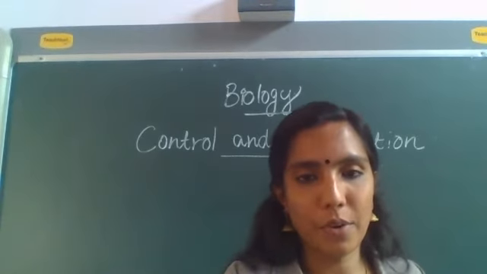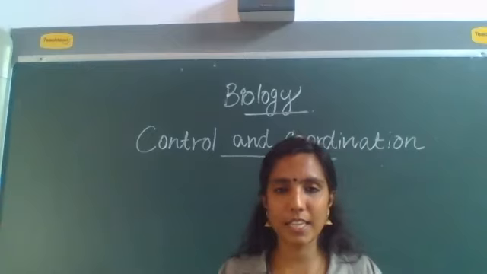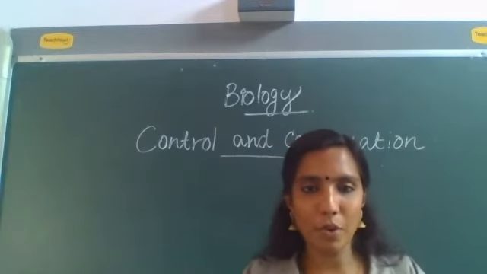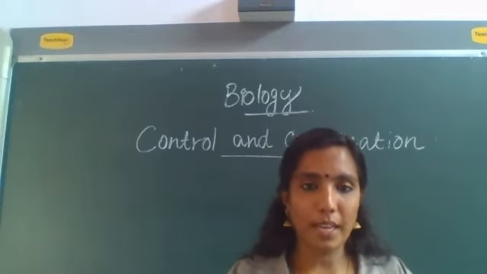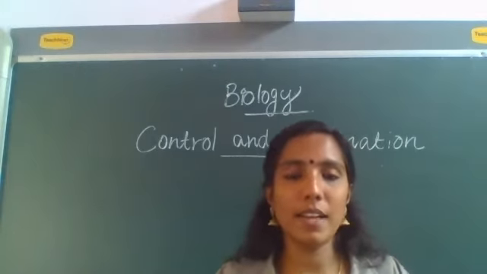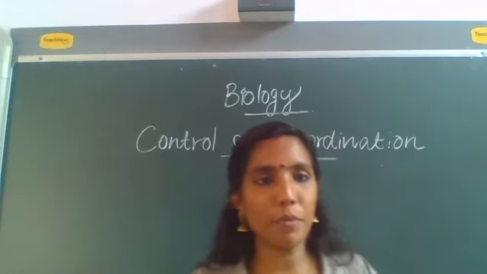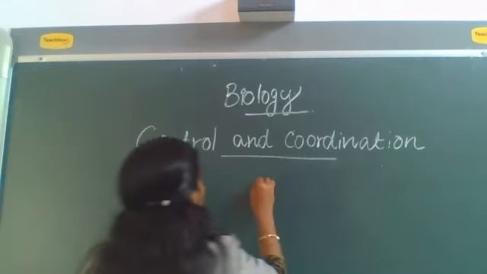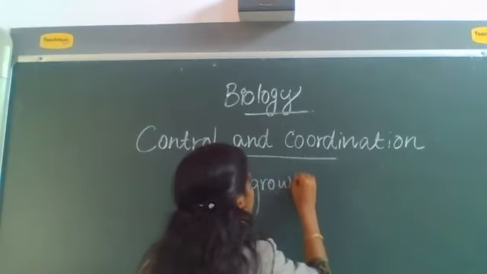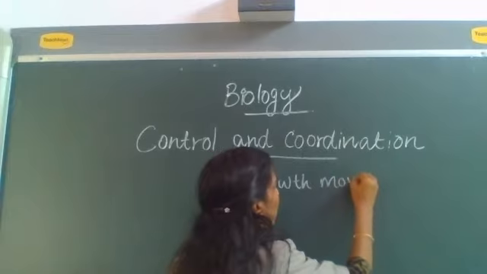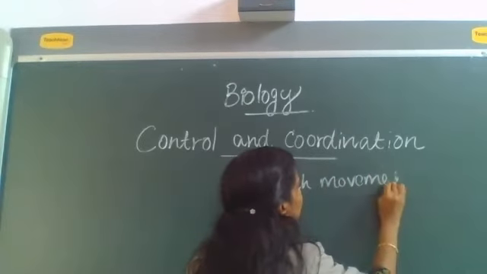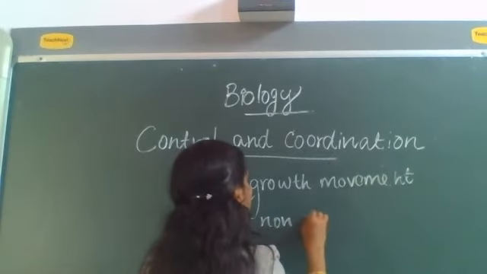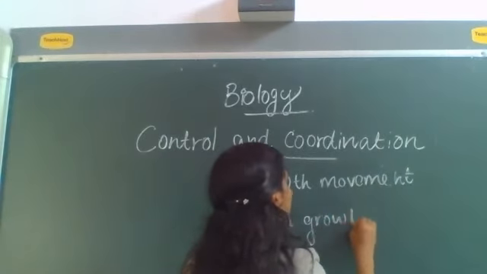When we studied control and coordination, at first we discussed growth and movement. We all know the difference between growth and movement, so I'm not entering into that topic. There are two types of growth and movement we can see in our lesson. First one is growth movement, and another one is non-growth movement.